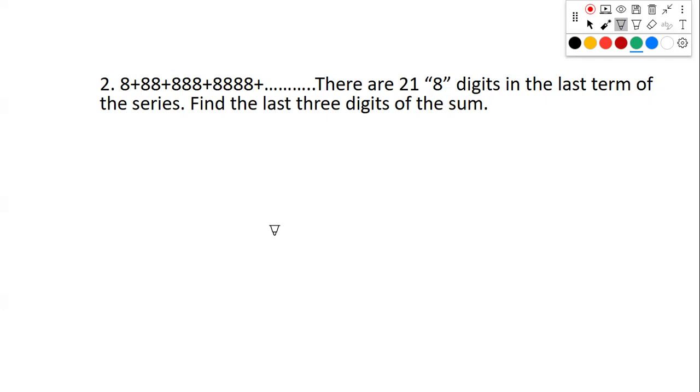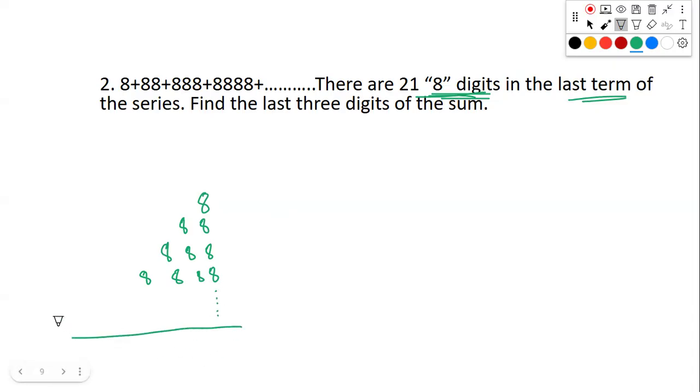So your ability to understand the question matters. 8 plus 88 plus 888, triple eight. There are 21 eights in the last term of the series. Say I have 8, then I have to add 88, then a triple eight, then four eights, and it will go on up to the last term, where I am going to write 21 eights.